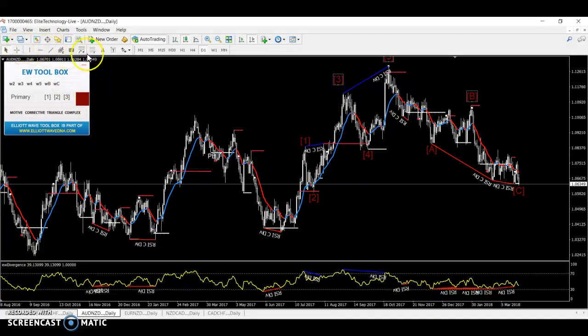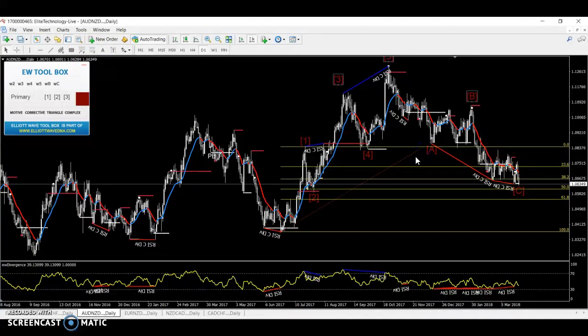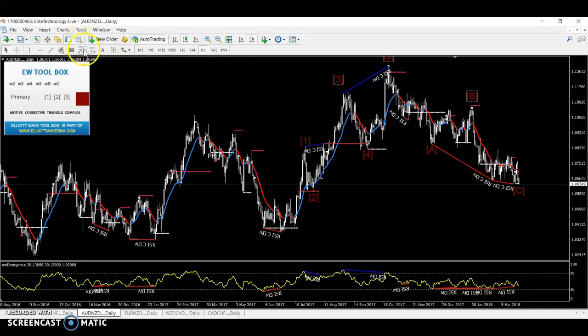Now taking a look here. First you check this. As you can see, it hits exactly the 50 level before rebounding. After that, you'd use Fibonacci expansion of wave 1.